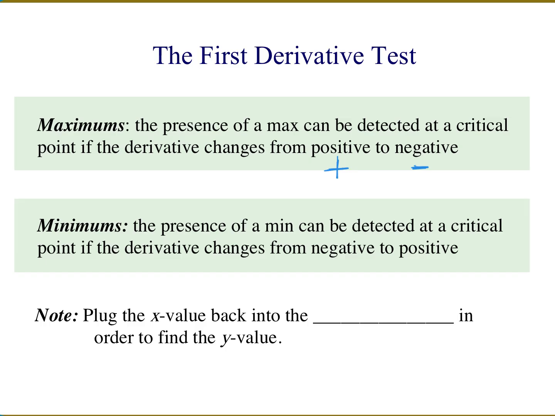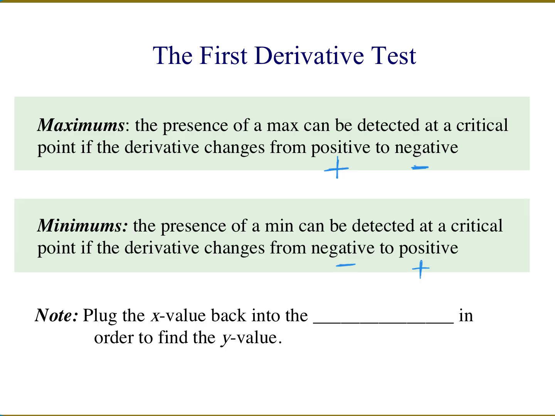On the flip side, every time you have a minus changing to a plus, that means you've found a minimum, because the minus means that the function had negative slope. It was going down, and then it was changing to going back up. So it can't go any further down, so you have reached its lowest point or its minimum.